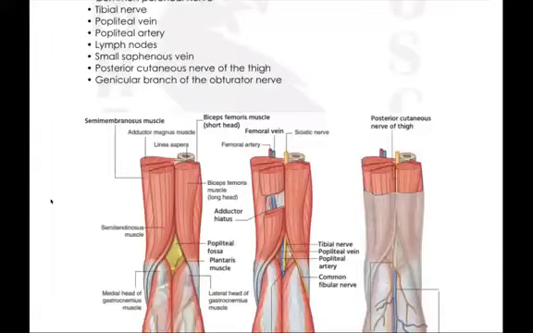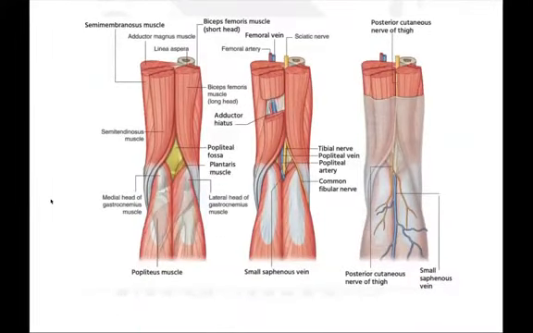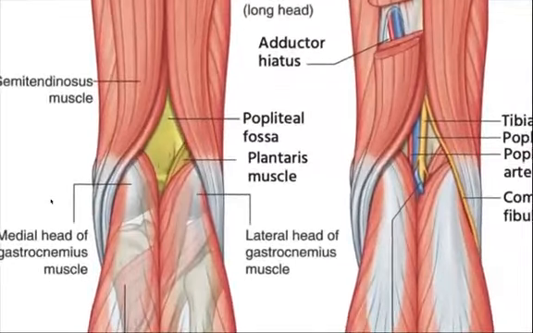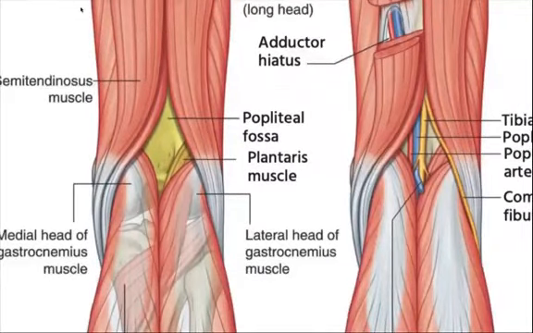Now we have a very easy portion of the lower limb, and all of you already know all of these things. First thing first, what is the boundary of the popliteal fossa? This is a diamond shaped area. You can say superolaterally, superomedially, inferomedially, inferolaterally, or laterally or medially, whatever you want to say, no problem.